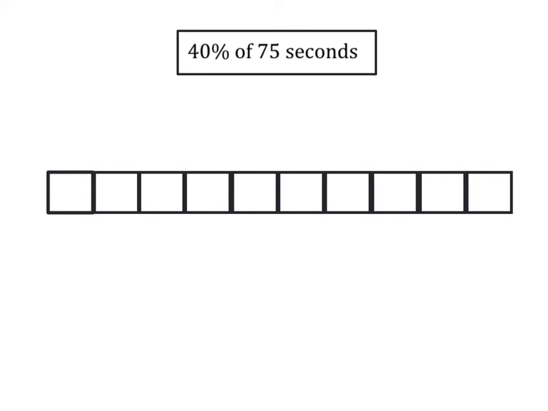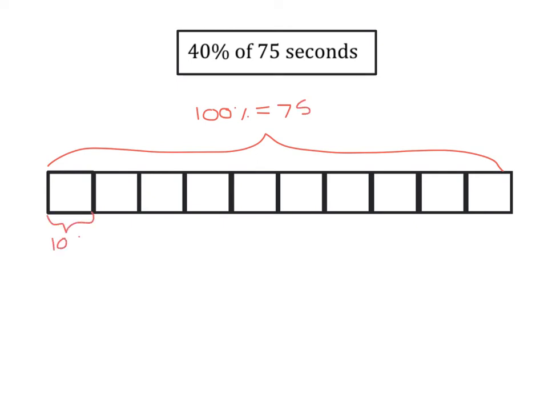Let's just look at one more. So I've got 40% of 75 seconds. So all of this bar with its 10 boxes represents 100% is 75 seconds. So each of these boxes is 10%. So I've got 100% is 75 seconds. I want 10%. So you can see from the bar we need to put 75 divided by 10. 75 divided by 10 is 7.5. So there's going to be 7.5 in each box.